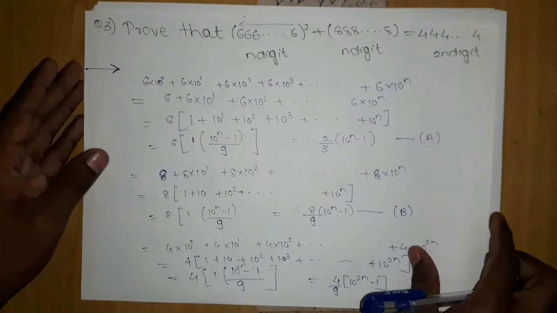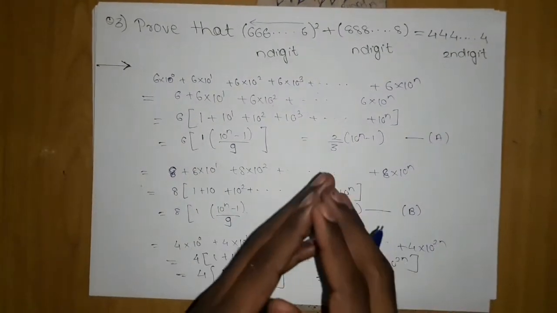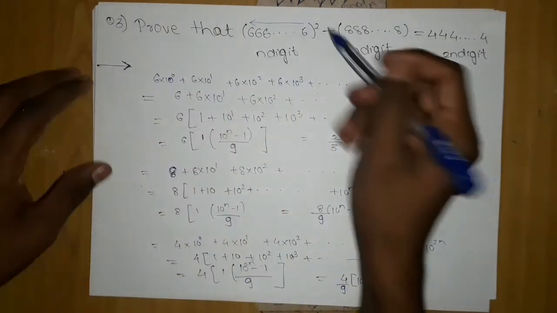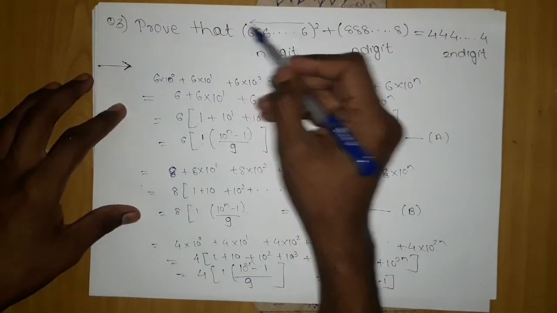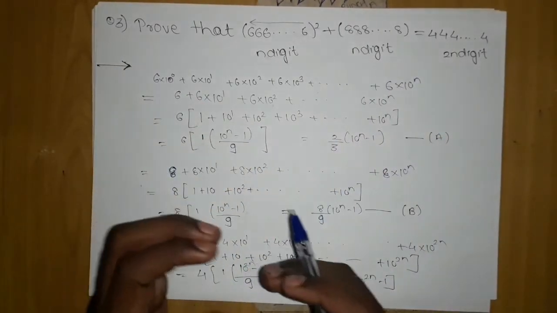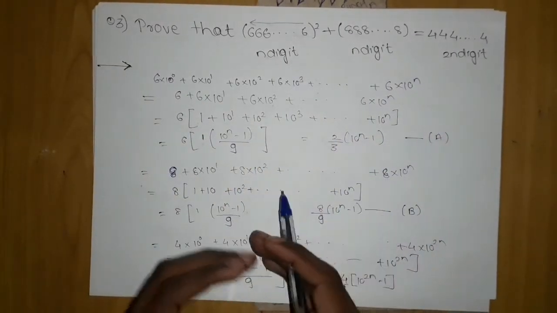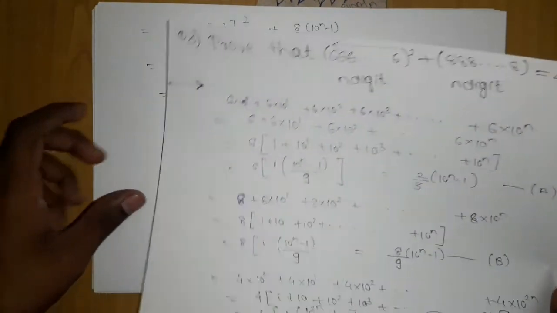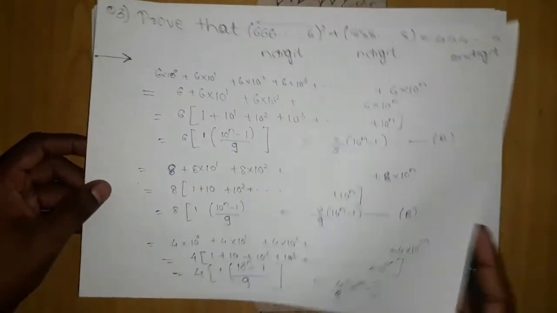This was question number 3. All the concepts we have already discussed. The basic thing was don't make a mistake in considering the terms. We move from here to here, from here to here. The number of terms is in the 10 power, that is, 10 power number of terms minus 1 upon 10 minus 1. That was the crucial thing.